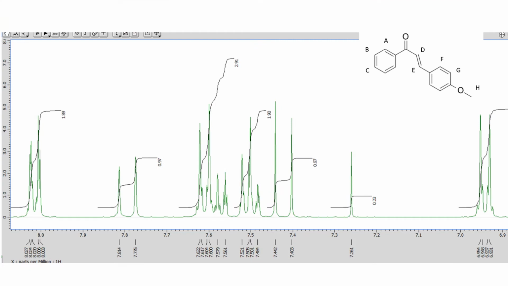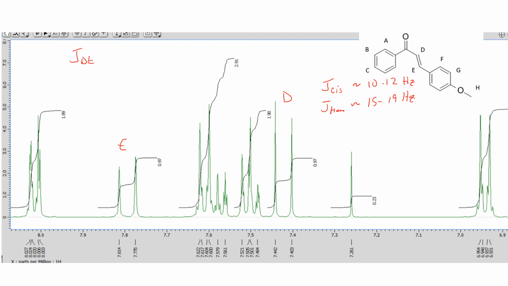Another thing we want to consider about E and D is their coupling constant. So the coupling constant between E and D would be JDE. And one thing that people look at when they're thinking about alkenes is that the coupling constant for cis alkenes is usually about 10 to 12 hertz. And if it's a trans alkene, it's usually about 15 to 19 hertz. So trans has a bigger coupling constant than cis.